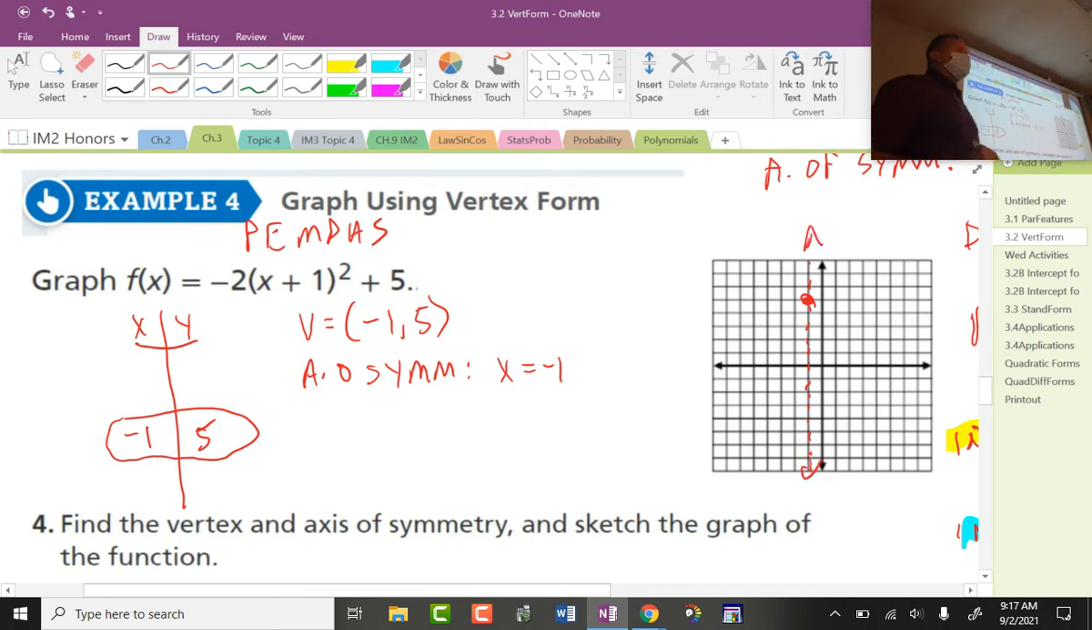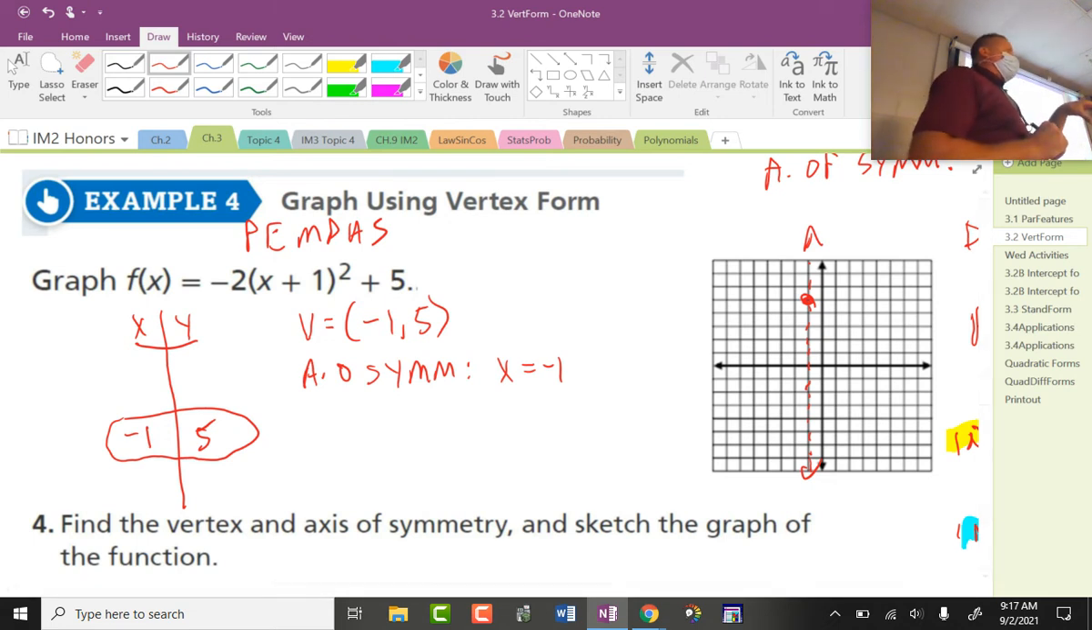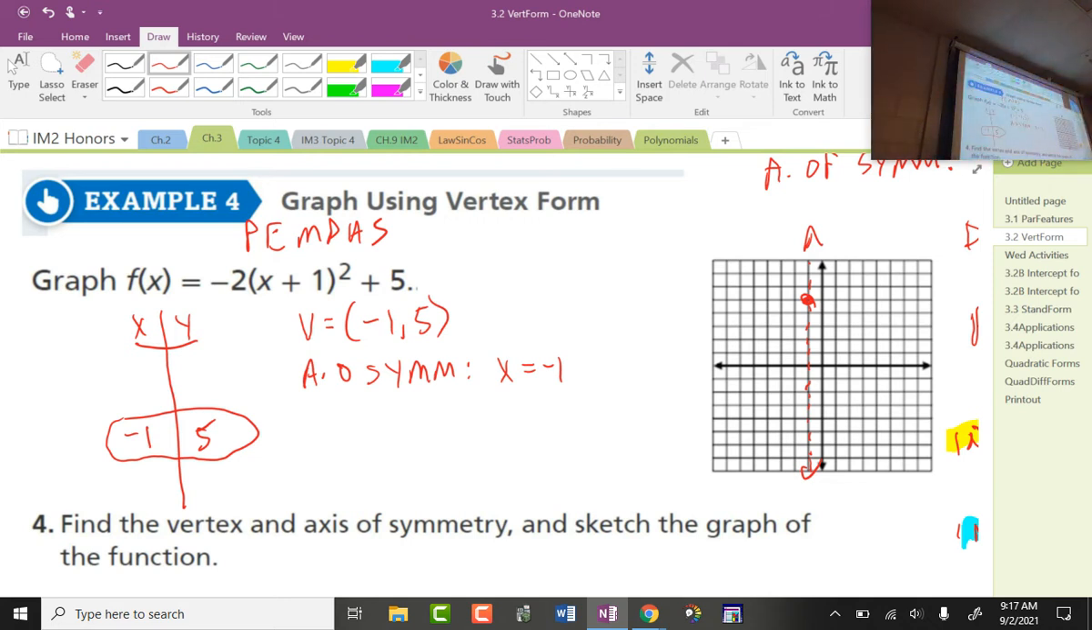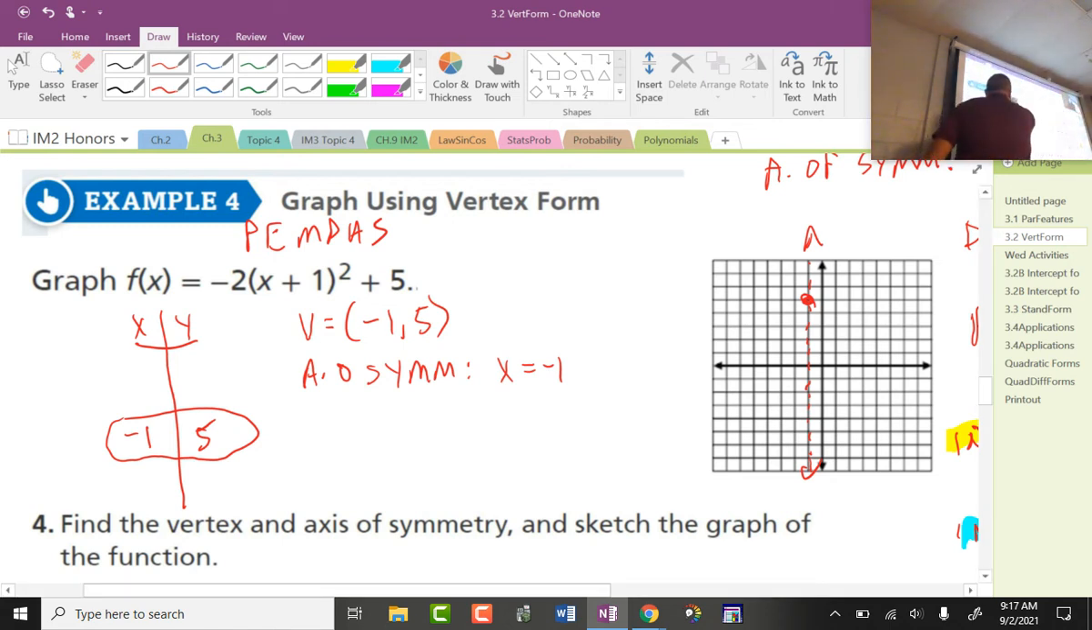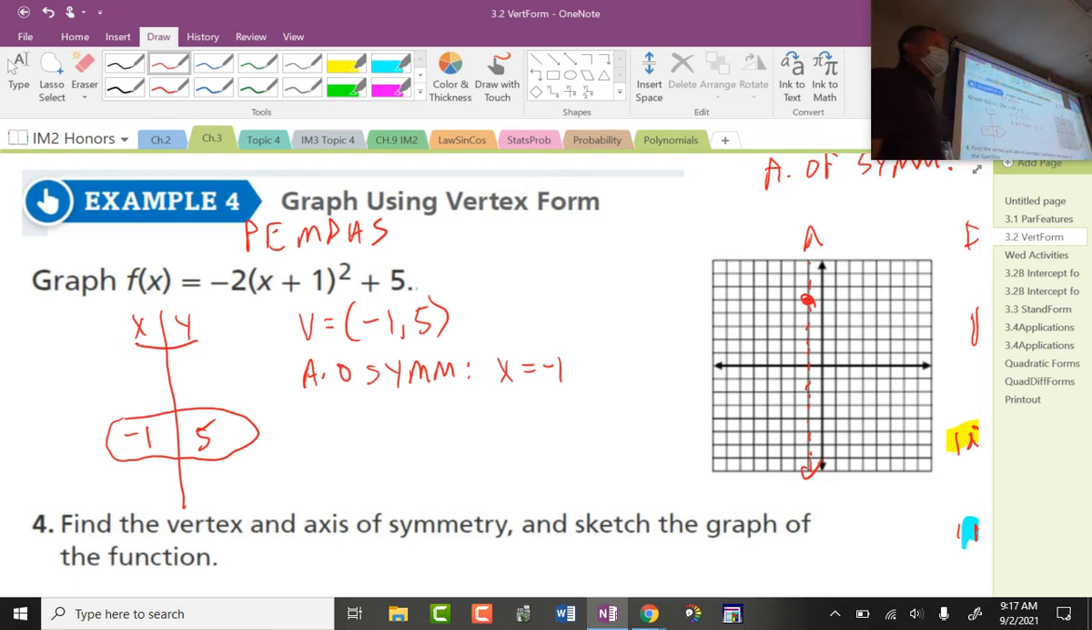By the way, which way should this parabola be going? Up or down? 3, 2, 1, go. I only had one person. Let's do it again. 3, 2, 1. Is the parabola going up or down? 3, 2, 1, down. Okay, at least copy that one person that actually said it. Yesterday's notes: when there's a negative on the outside, this goes down.